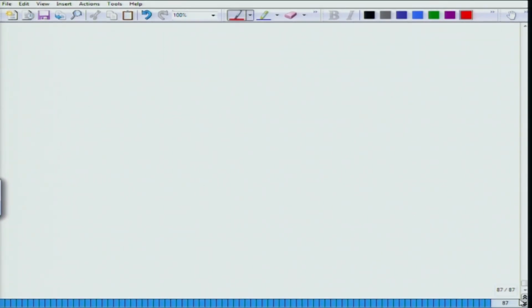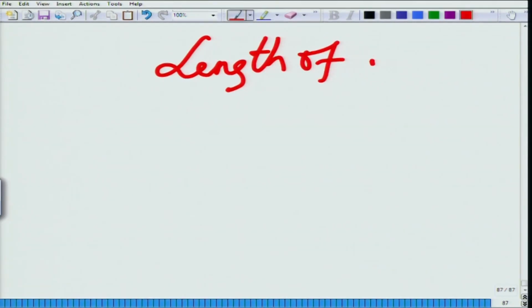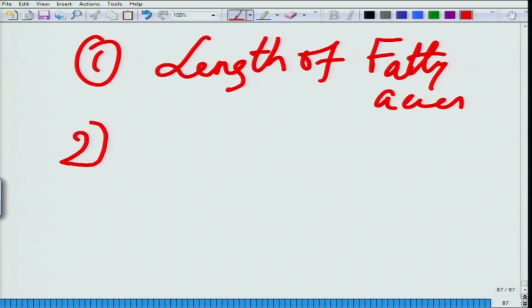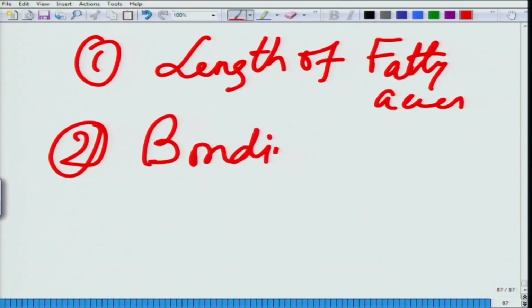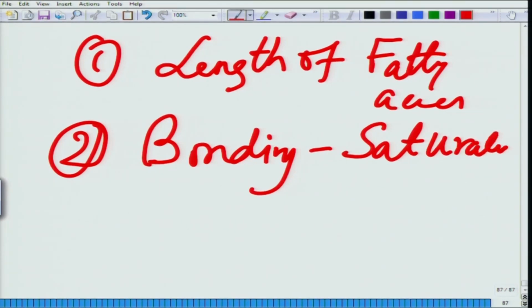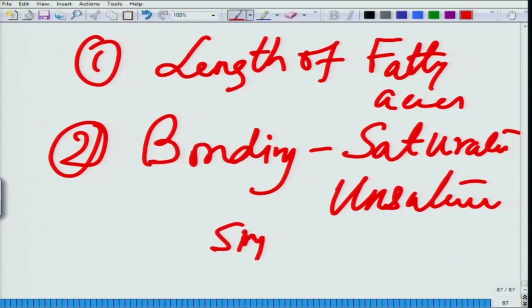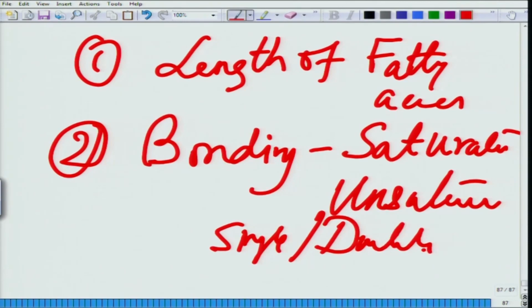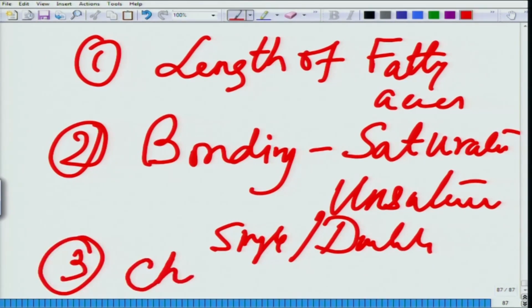So there are three parameters which decide this: the length of the fatty acids, the kind of bonding they have, saturated or unsaturated, in other words the presence of single or double bonds, and on top of that the presence of cholesterol, where we started this class. The cholesterol decides a lot about how the membrane fluidity is going to change.